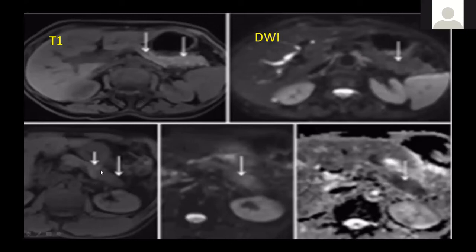But in cases of chronic pancreatitis, here we can see there is a hypointense or darker appearing area on T1 weighted image, which is also showing restricted diffusion. So diffusion weighted images help to detect the parenchymal changes.